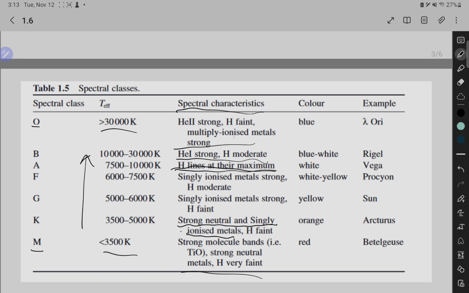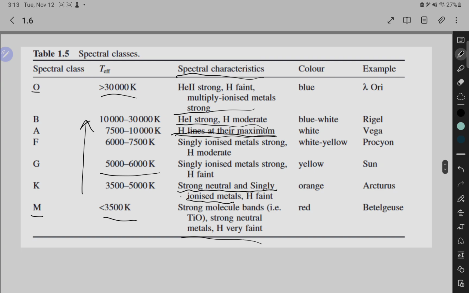And then multiple ionized metals are strong here, right? Because when you reach higher temperature, for example, the temperature at a G-type star might be enough to take away one electron from the metal. And then when it reaches beyond 30,000 Kelvin, it's actually enough to take away even more, right? That's why we call it multiple ionized metal.